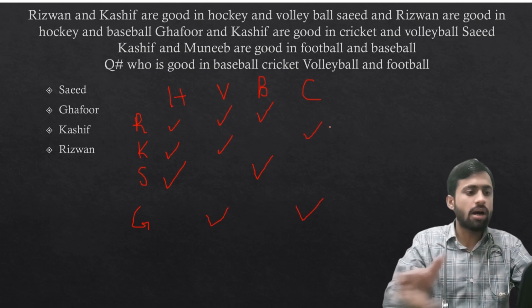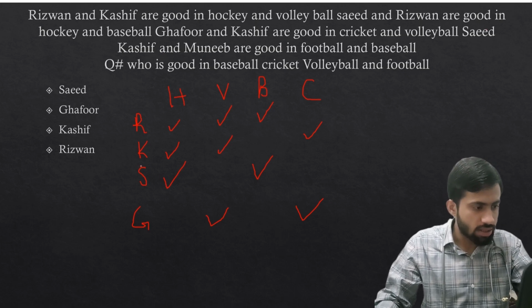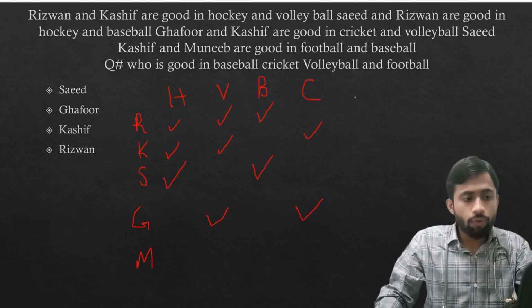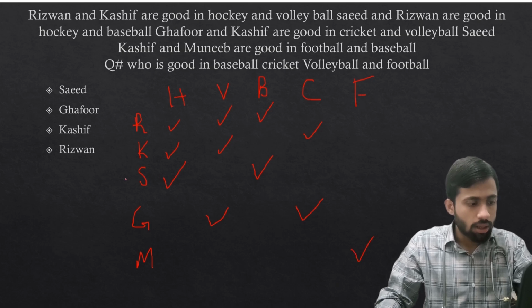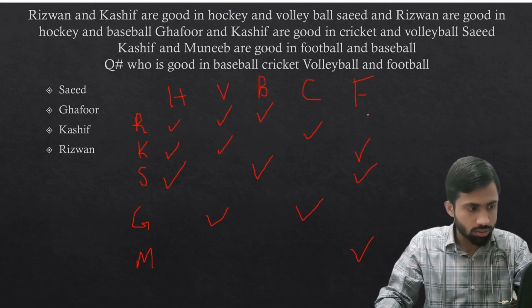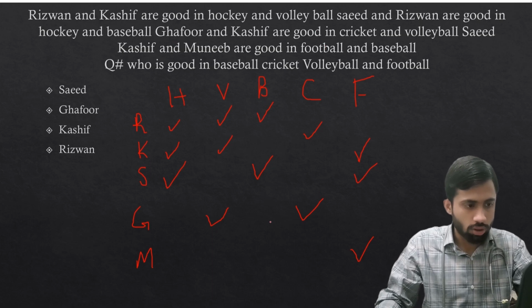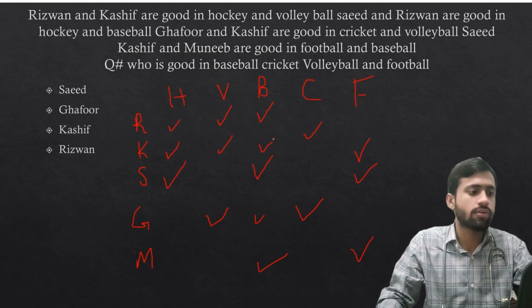So I am basically marking the things up. Saeed, Kashif, and Munib. So Kashif is here. Saeed is on the third point. M for Munib are good in football and baseball. So F for football. Munib is good in football. And Kashif and Saeed are also good in football, while they are also good in baseball. Kashif is also good in baseball.